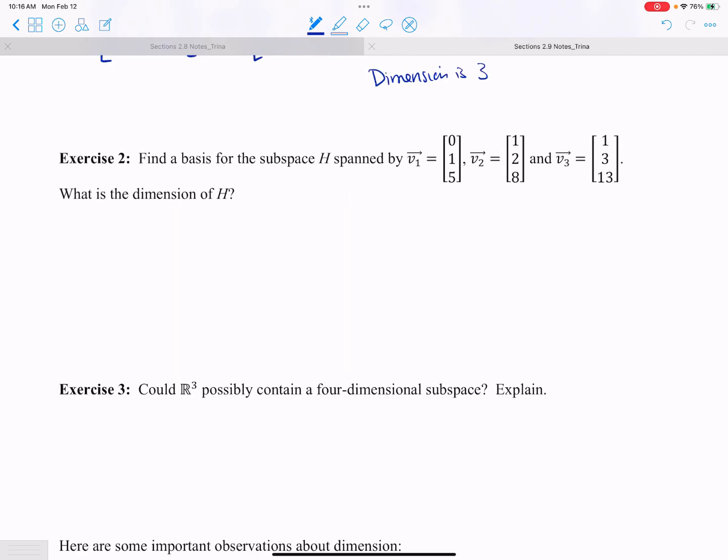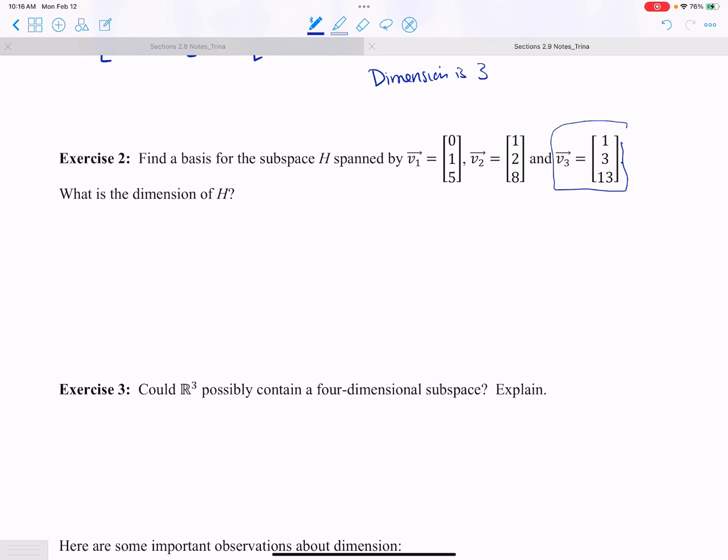Exercise 2 is the same thing. We want to find a basis for the subspace that is spanned by these 3 vectors. And we want to determine if there's any dependence relationship, or are they all independent and they span R3. This is fairly easy to notice if you just take a second that this V3 is the same as V1 plus V2. That tells me V3 is dependent.